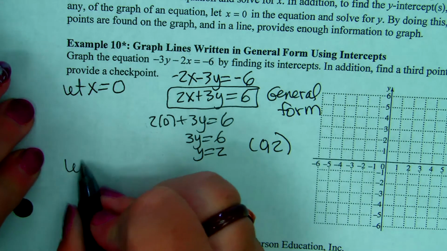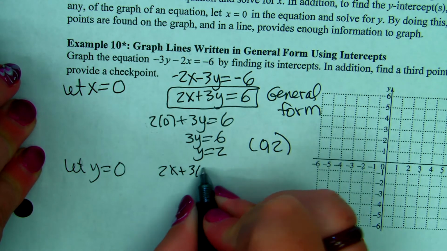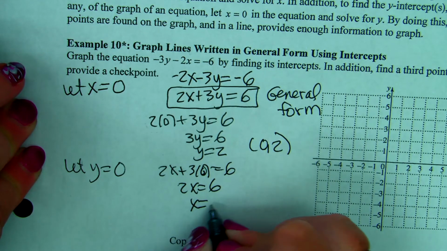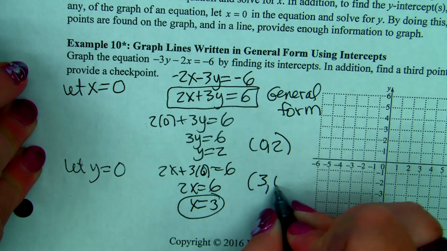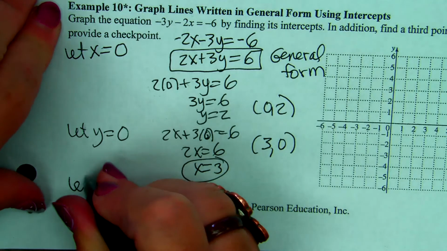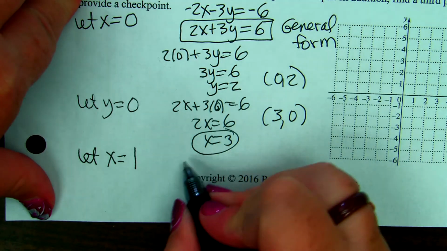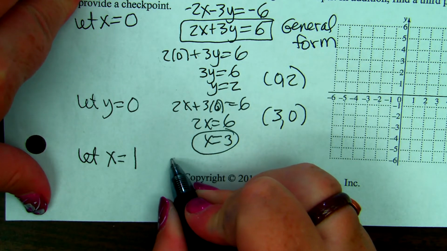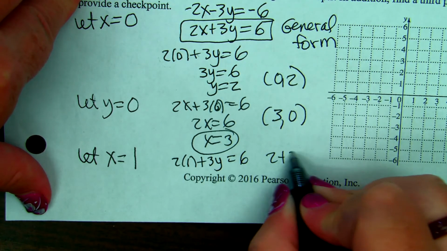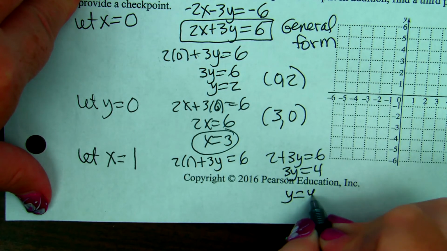If we let y equal 0 and solve for x, we get 2x plus 3 times 0 equals 6. 2x equals 6, x equals 3. So 3, 0 is the x-intercept. And then it says find a third point. So let's just pick a value. I picked 1. You can pick a different value if you want. Substitute it in. So 2 times 1 plus 3y equals 6. 2 plus 3y equals 6. 3y equals 4. y equals 4/3.